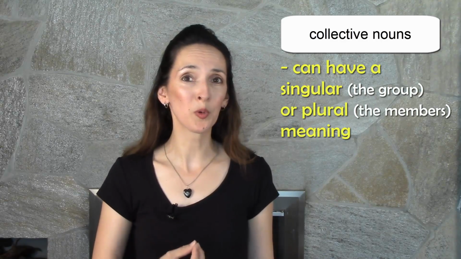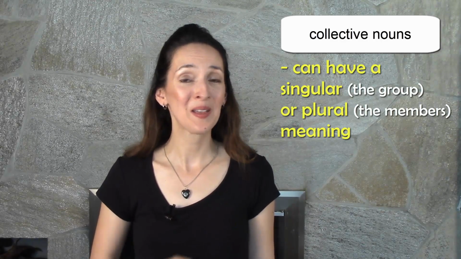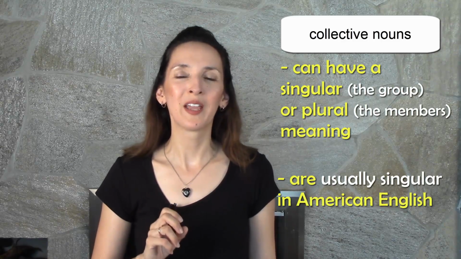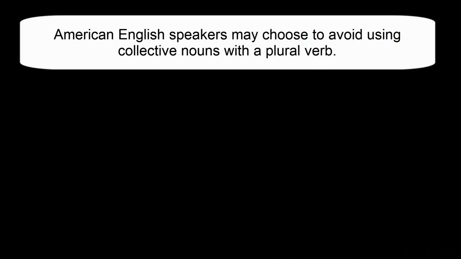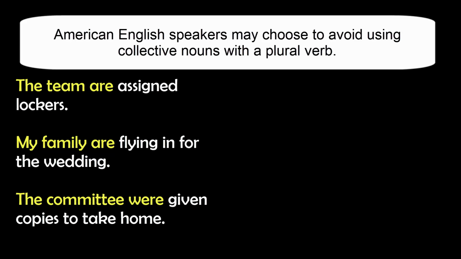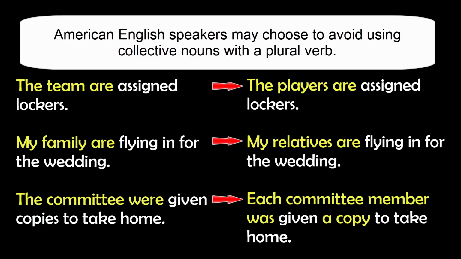Unlike uncountable nouns, collective nouns can have a singular or plural meaning depending on the context. But in American English, collective nouns are almost always singular. Truthfully, American English speakers may choose to avoid using collective nouns with a plural verb. See these sentences? Here's how I'd prefer to rewrite them. So it's safe to say that both uncountable nouns and collective nouns take a singular verb in American English.